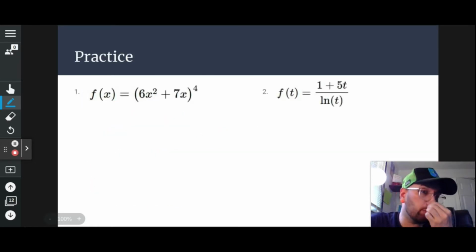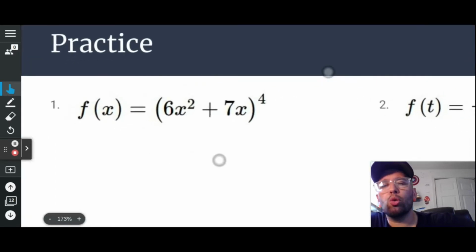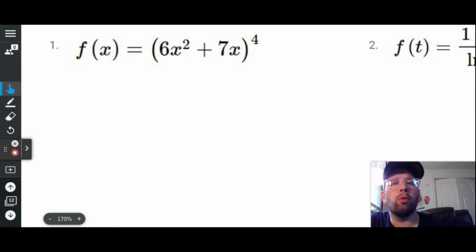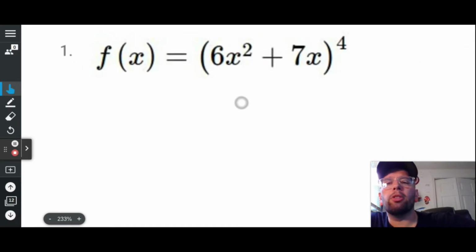So let's do a bunch. And this is going to be a combination of everything. So let me zoom you up. I'm going to take the derivative of this. So I have one of two options here.